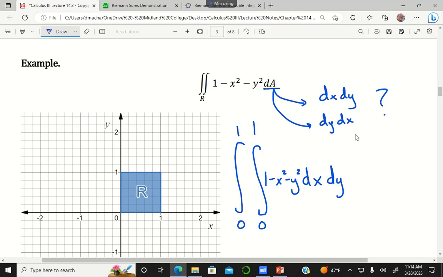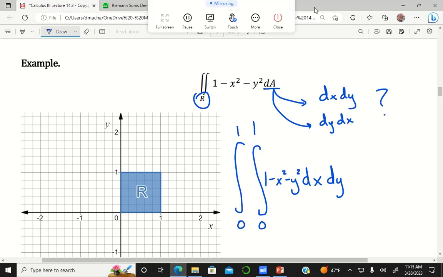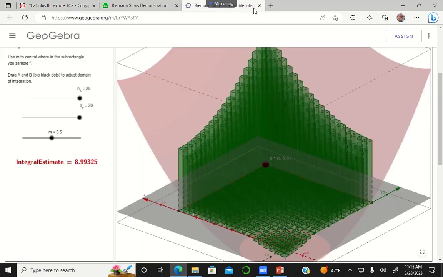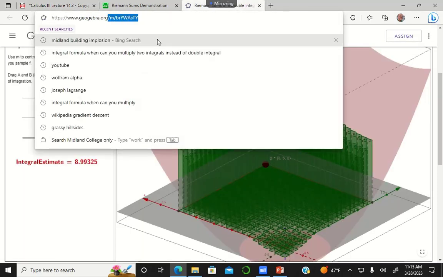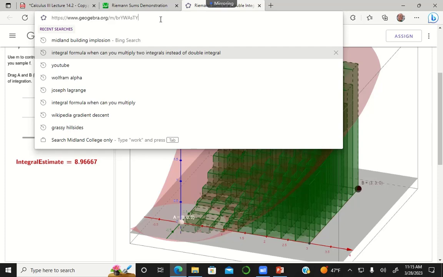And then it's also up to you to figure out, okay, for this region R in the plane, what do the bounds of integration have to be? And in this case, I chose 0 and 1 because in the x direction, the minimum for x is 0 and the maximum for x is 1. And then in the y direction, the minimum for y is 0 and the maximum for y is 1. Okay. So let's look and see what this paraboloid, 1 minus x squared minus y squared, looks like. If I can pull up the GeoGebra calculator.